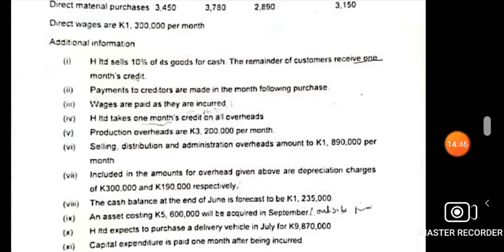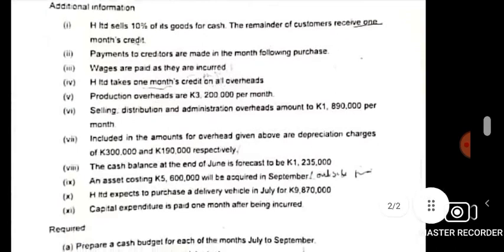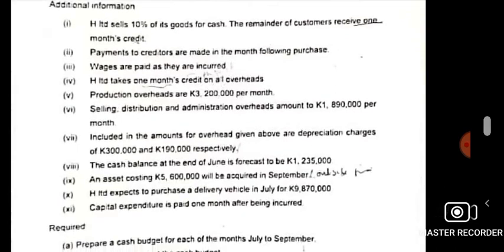Next detail. The cash balance at the end of June is forecast to be 1235. This figure, we'll come and use it when we're done with everything. I'll show you where it's going to apply. Next, an asset costing 5,600,000 will be acquired in September. Okay, so you would say, I want to show this in September, but let's always, when you see a detail, just ensure you read everything.